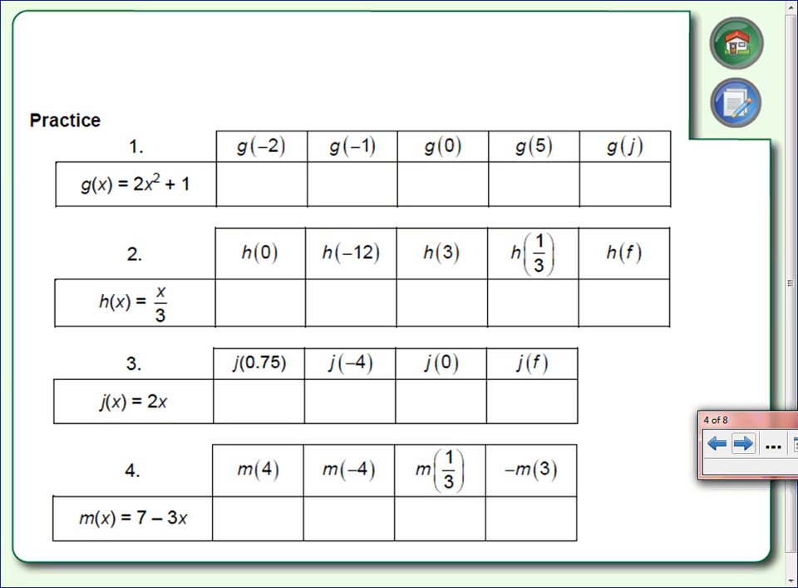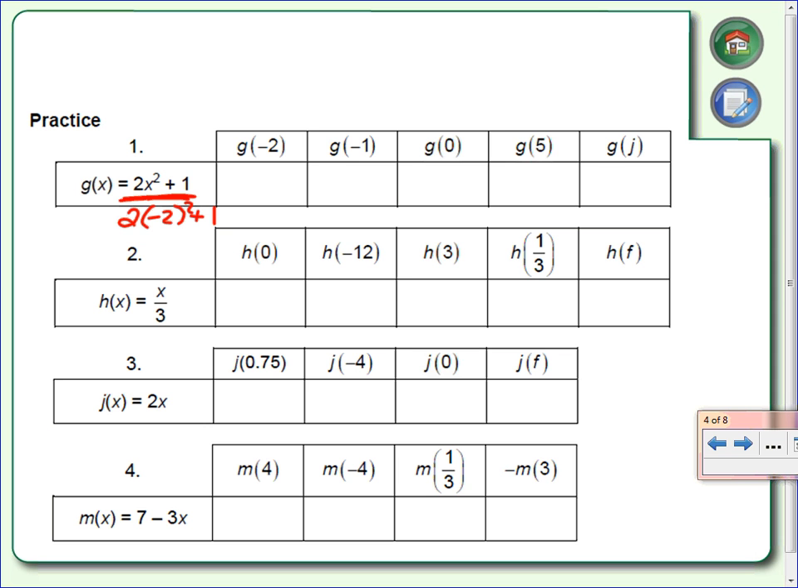All right, let's try a couple more here. For number 1, this time they give me a different rule. This time the rule we're using is 2x squared plus 1. So first I'm going to replace the x with a -2. Everything else remains the same. Notice I still have a 2, still got the plus 1, still got the squared. The only thing that's changed is x has been replaced with a -2.